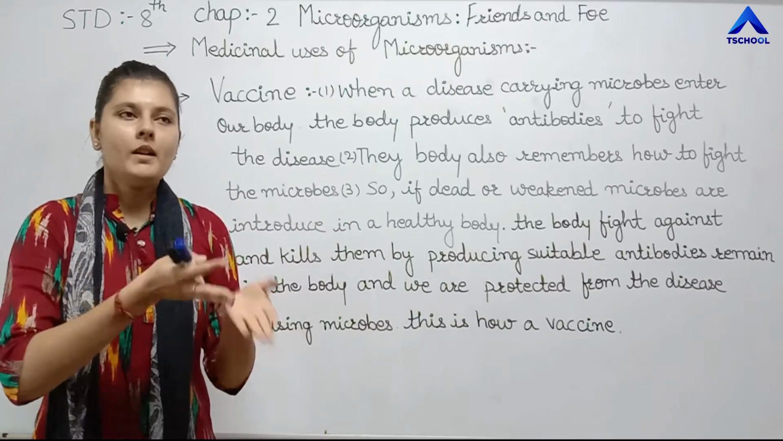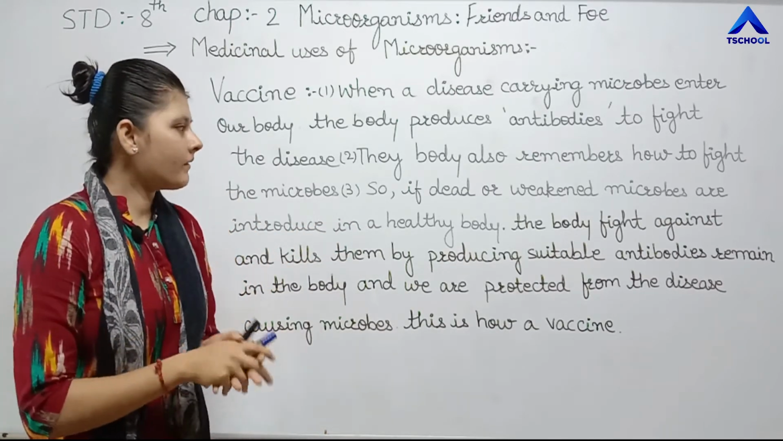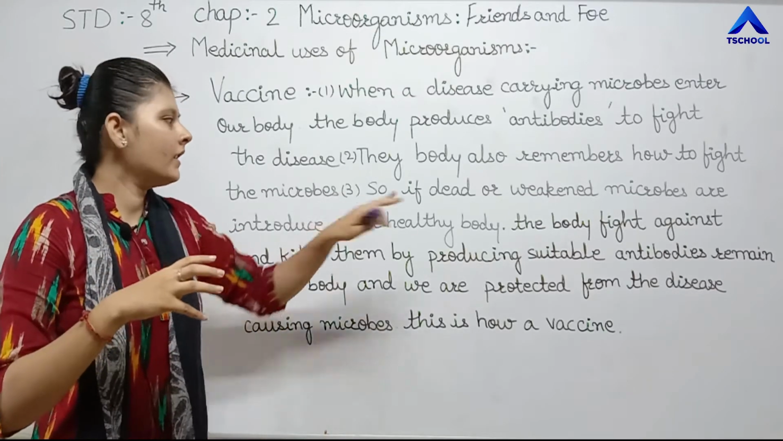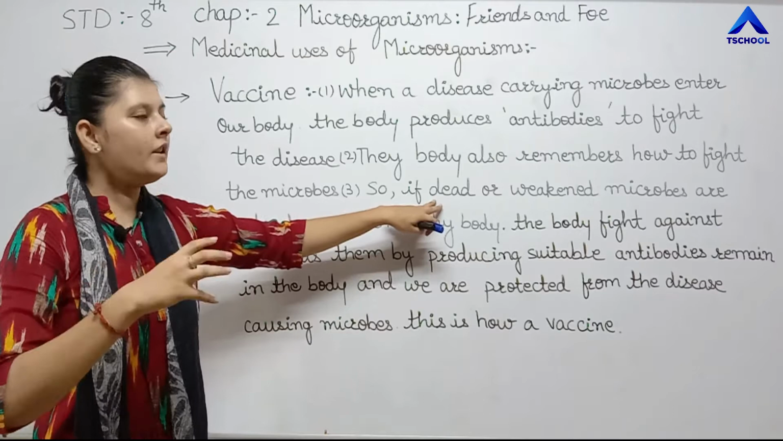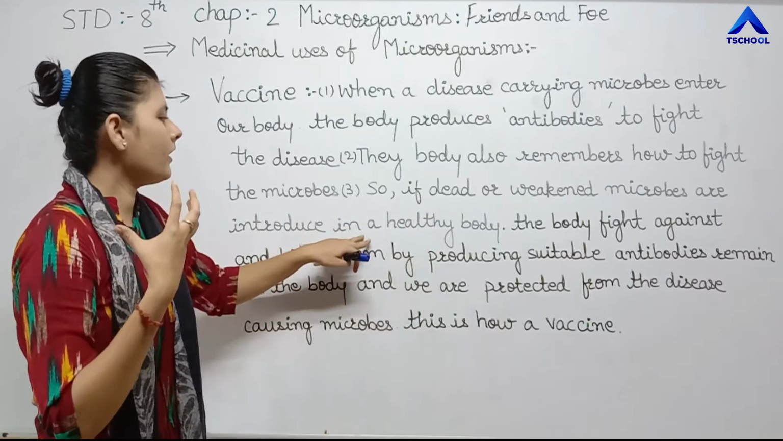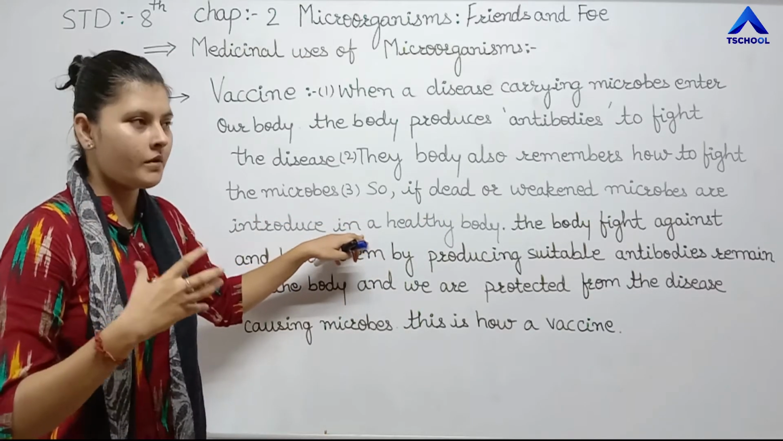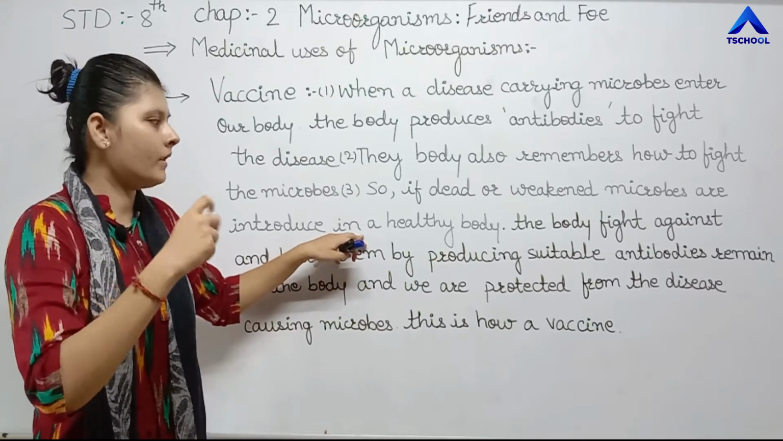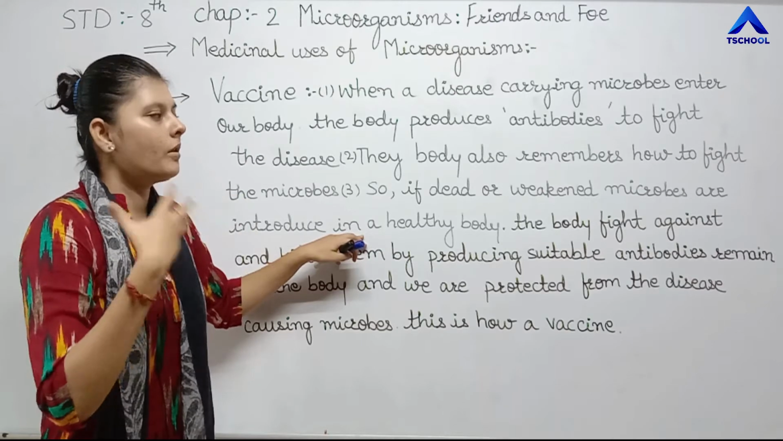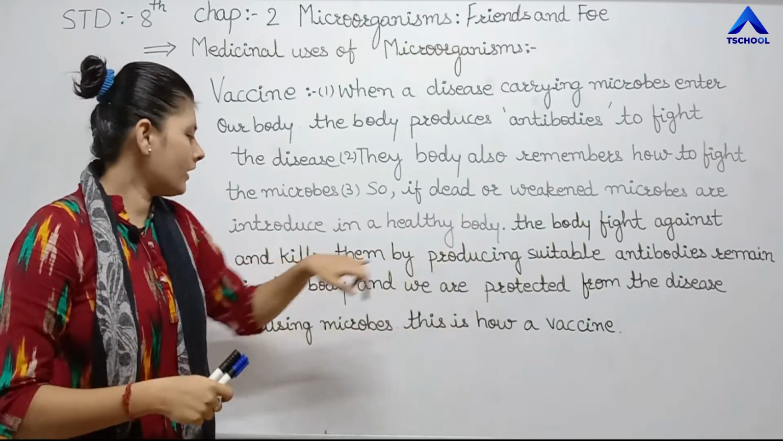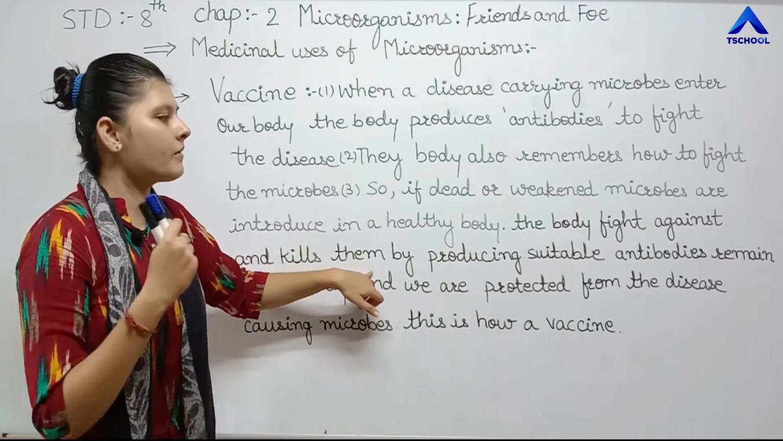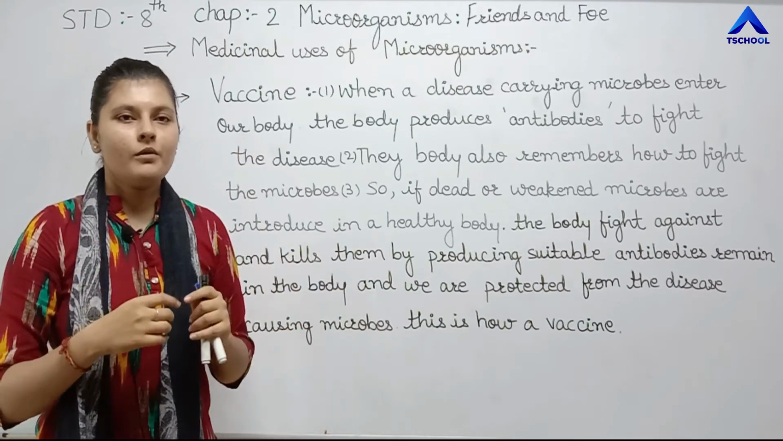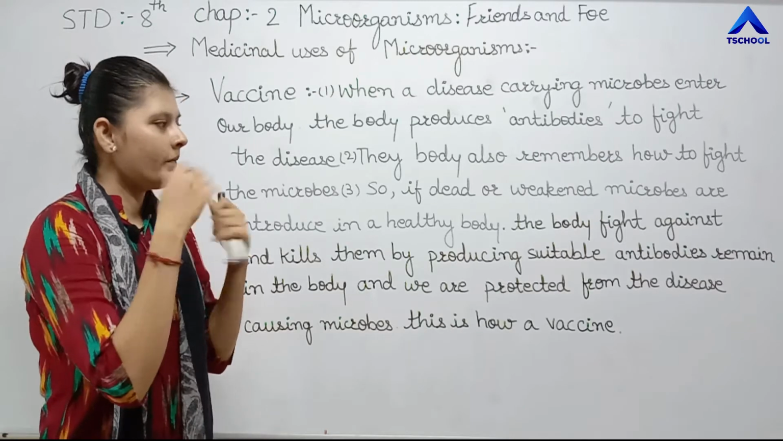सो मतलब अब आता है कि वैक्सीन क्या है. So what is a vaccine? तो अब जब वो फाइट याद रखते हैं ना, इसीलिए हम क्या कर रहे हैं, that dead or weakened microorganisms हैं उनको हमारी हेल्दी बॉडी में इंट्रोड्यूस कर रहे हैं. मतलब कि as a form of vaccine डेड और वीकेंड माइक्रोब्स हैं उनको हेल्दी बॉडी में एंटर करते हैं. तो अब क्या होगा, the body fights against and kills them by producing suitable antibodies. मतलब बॉडी क्या करती है, चलो ये वाला माइक्रोब है उसके साथ जम के फाइट करो और उसको ख़त्म करो.